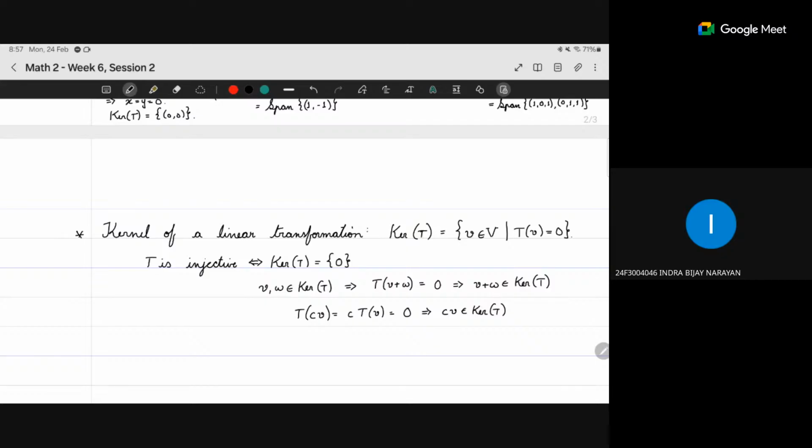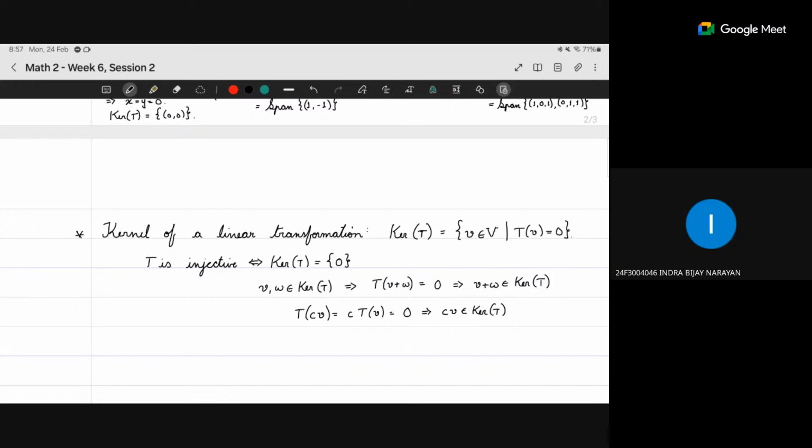Kernel T cannot be empty. Correct. Kernel T has to contain at least 0. By the definition of a linear transformation, T of 0 is 0. So 0 is always contained in the kernel. So if nothing else is contained, it is the single-element set in which that single element is actually 0.